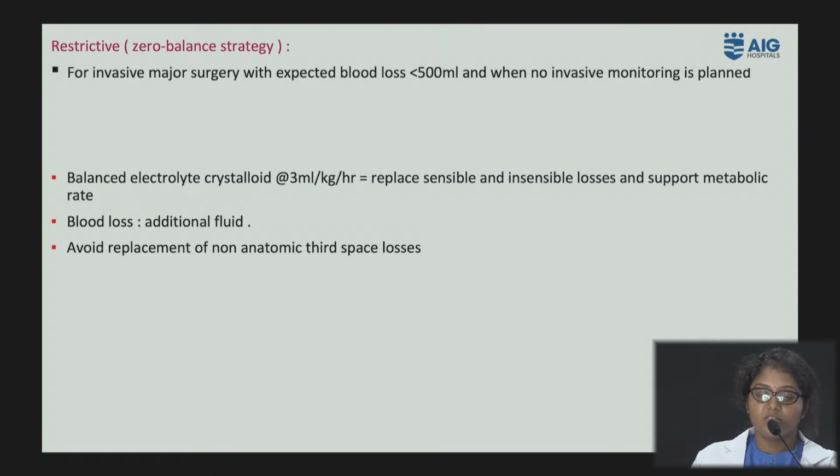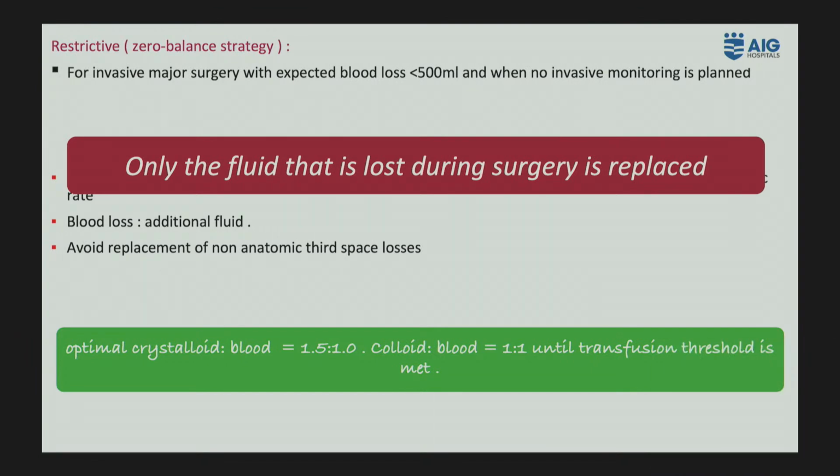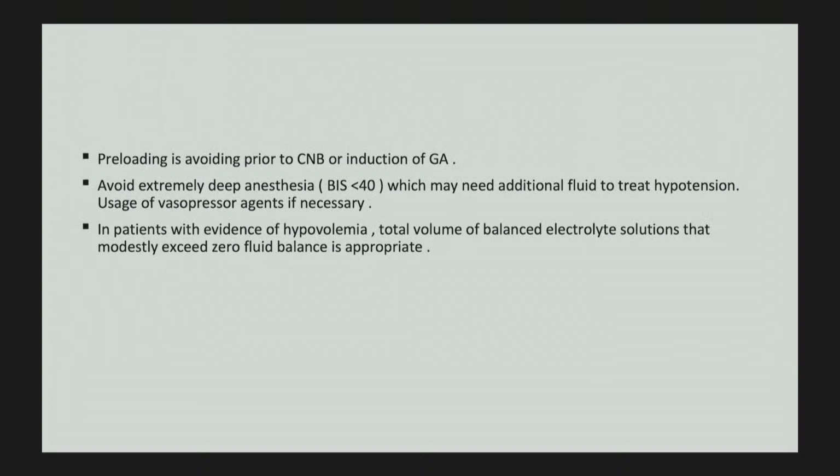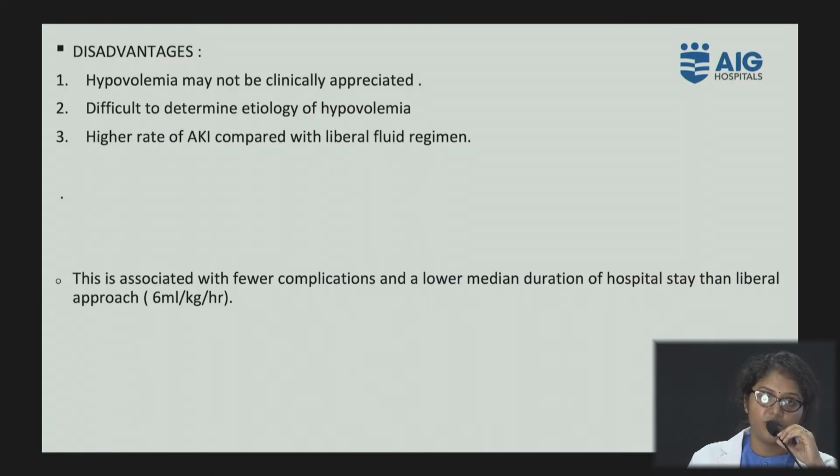Again, a balanced electrolyte crystalloid is given at the rate of 3 ml per hour. Blood loss, if it is more, third space losses. So this is the optimal crystalloid to blood ratio as said earlier, and if you are going for a colloid, it is 1:1. Preloading is avoided, and an extremely deep plane of anesthesia is also avoided in the restrictive balance, and hypovolemia may not be clinically appreciated when following this regimen.